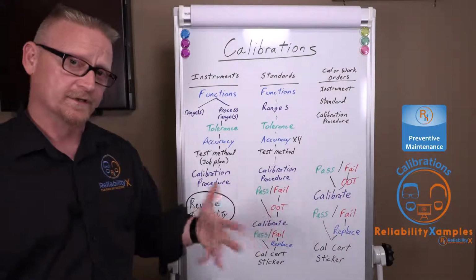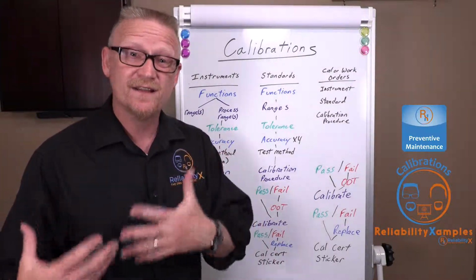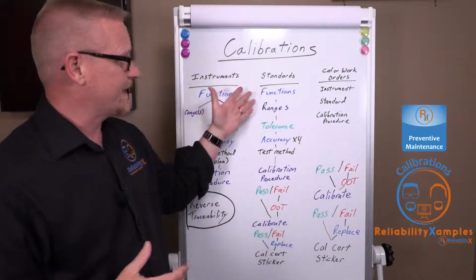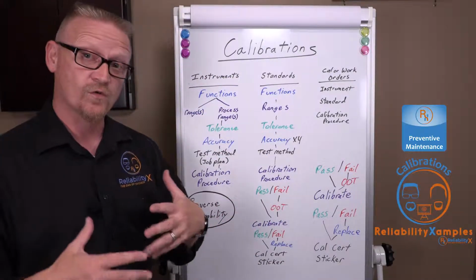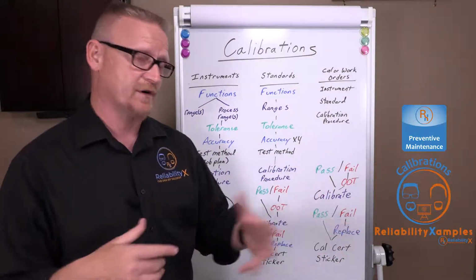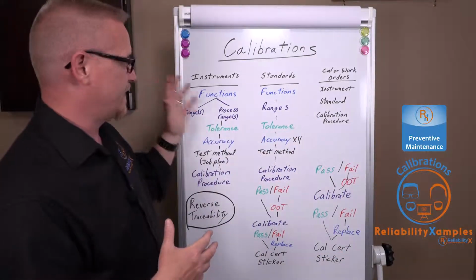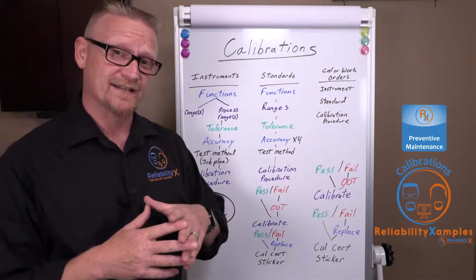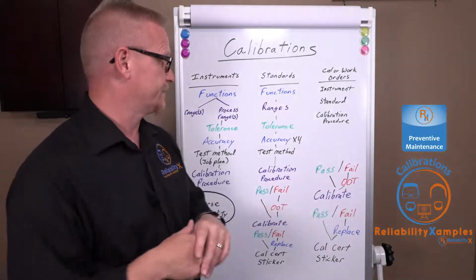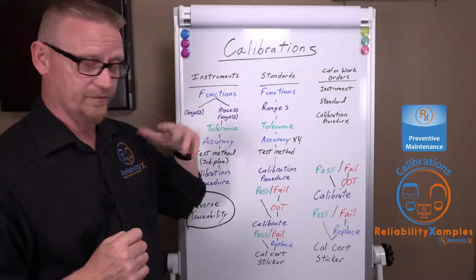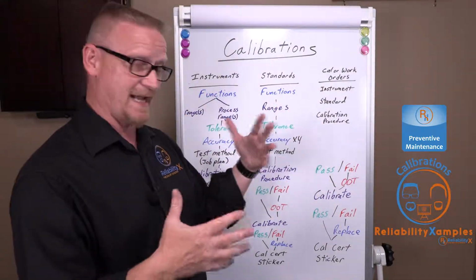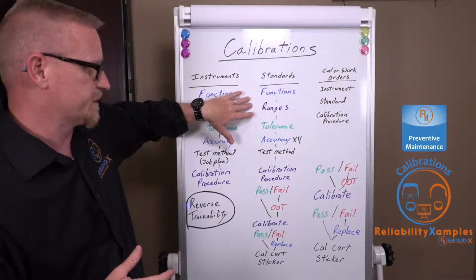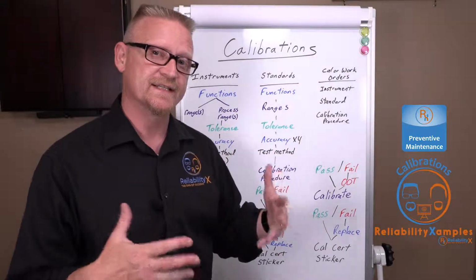Now, in order to calibrate the instrument, you need another instrument. Those instruments are called standards. And those standards also have functions, a function or many functions. So just like you can have an instrument that does temperature and humidity, you can have a standard that does an awful lot of different functions. In today's world, you usually have standards that have multi-functions. Each of those functions have ranges and tolerances as well.